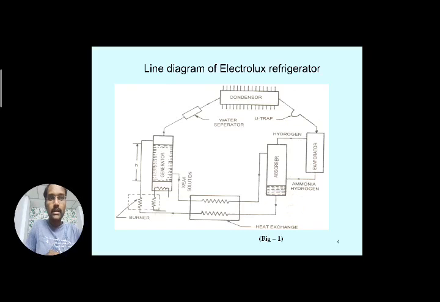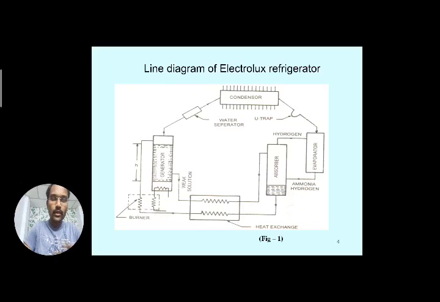In most cases, this Electrolux refrigerator has these listed components: an absorber, a heat exchanger, generator, water separator, condenser, a U trap, which is provided just like a U type of section, and one evaporator component, and hydrogen is present in that. We'll see what is the importance of hydrogen.